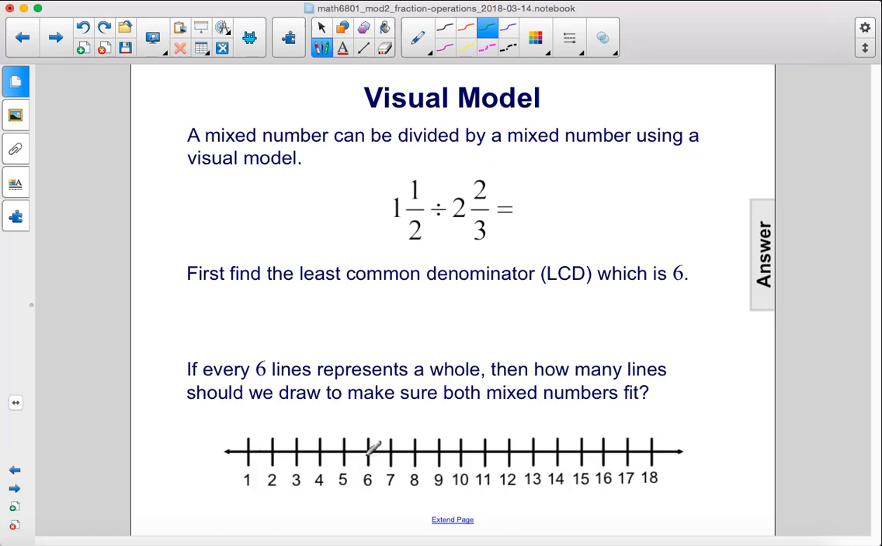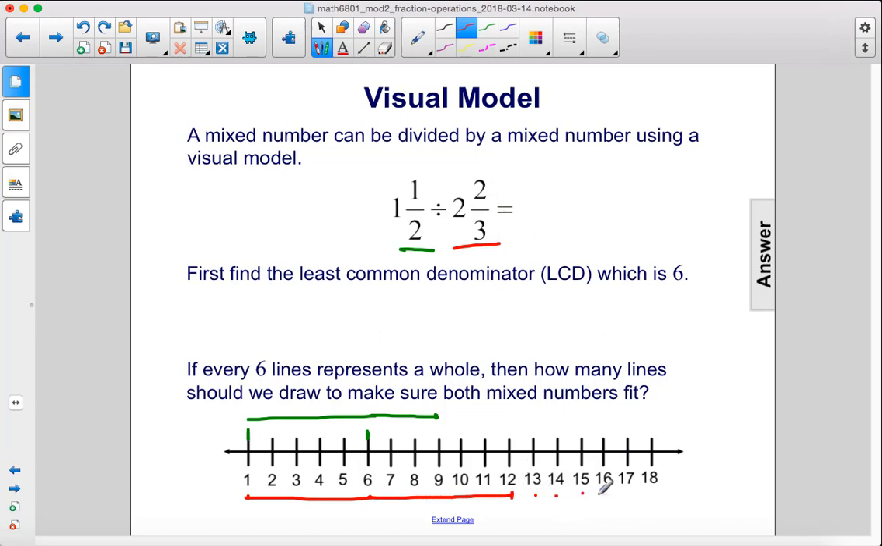Every 6 lines is a whole, so 1½ would be 1 and a half, which is 3 more. 1, 2, 3. So this would be 1½, and in red we have 2 2/3, so that would be 2, which is 1 to 6, and then 6 to 12, and 2/3 of 6 would be 4 more.